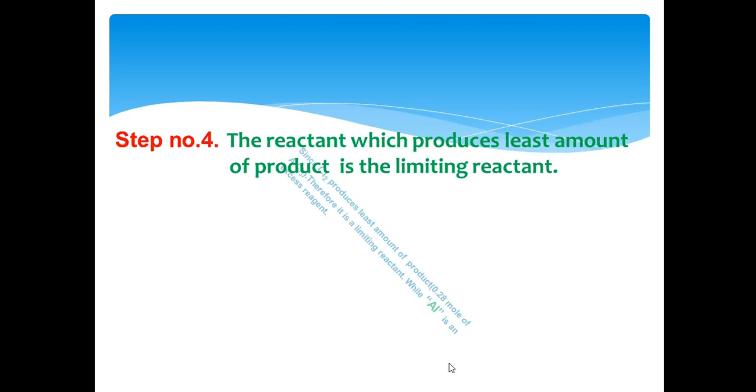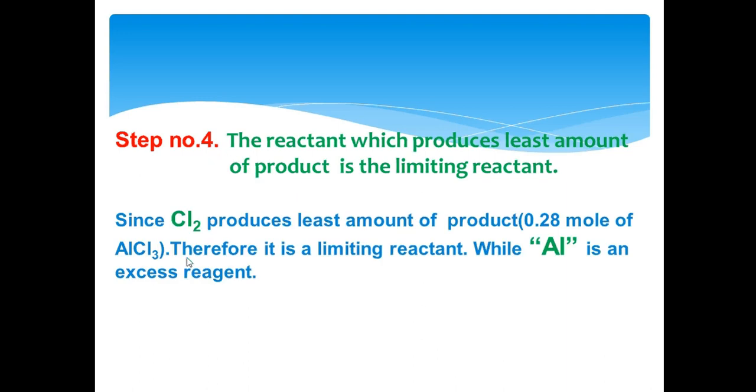Now applying the last step. As in the previous slide, we noted that chlorine produces the least amount of product, 0.28 mole of aluminium chloride. Therefore, it is a limiting reactant, while aluminium is an excess reagent.